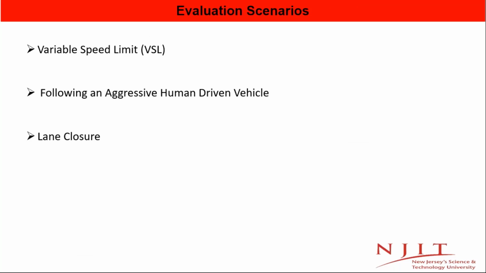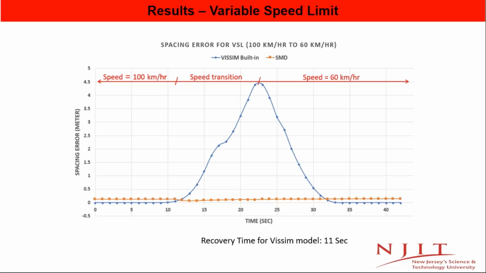We selected 3 scenarios with potential for a speed change to evaluate those 2 platooning algorithms. The first one is variable speed limit, the second one is following an aggressive human-driven vehicle, and the third one is lane closure, which would cause a queue formation, a crawling phase, and queue discharge.